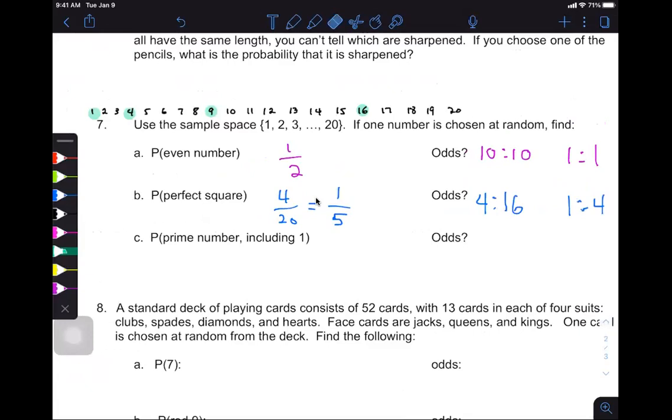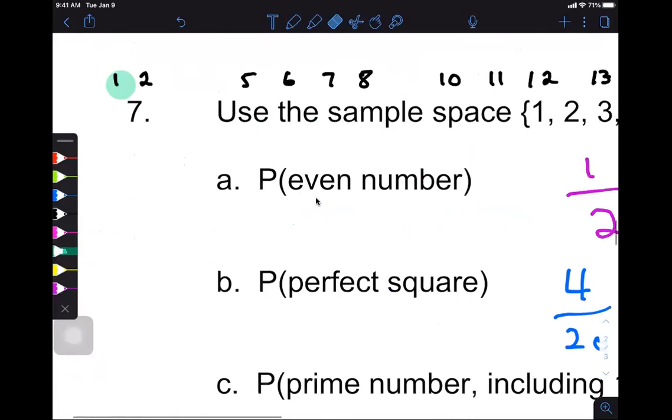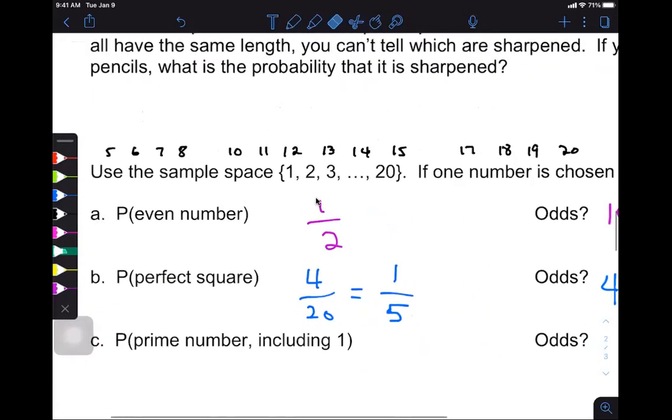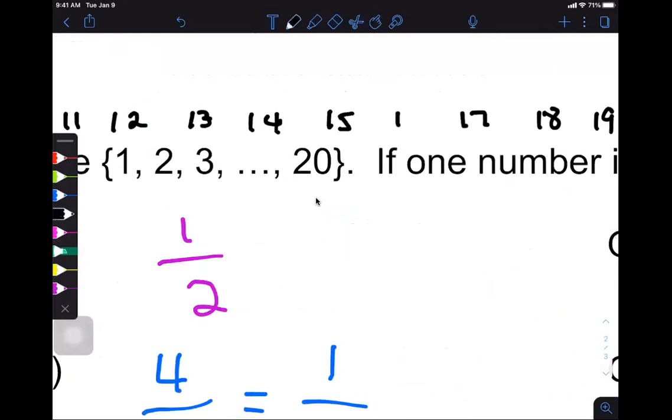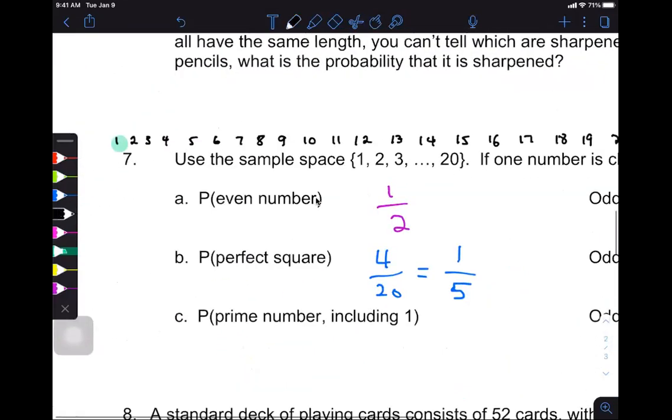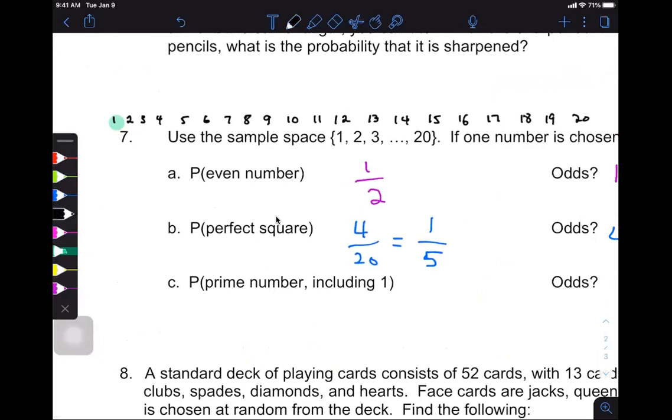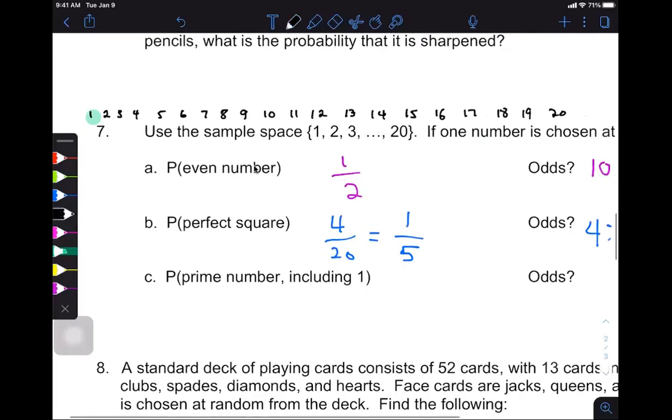Okay, next. We're going to look for a prime number. So let me write these back in there. Can anybody tell me what a prime number is? Caleb, Cameron, you know what a prime number is? Okay, a prime number is any number that can only be divided by itself and 1. So they want to find a number of primes, including 1.